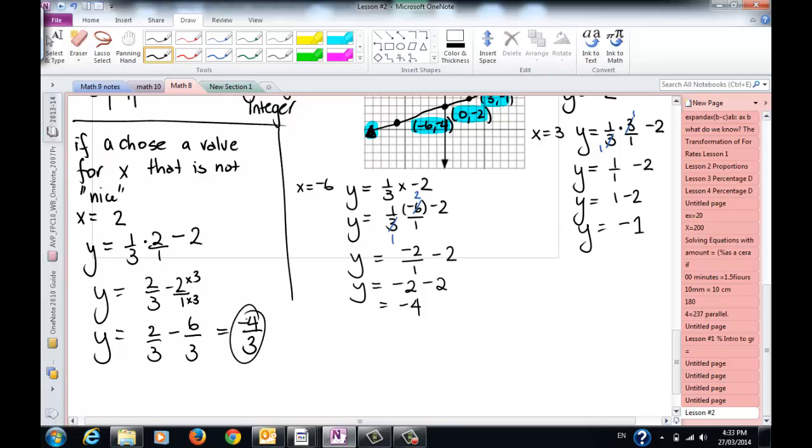This isn't very nice to graph. I mean, you can put it into a mixed number too. -1 and 1/3. It's the same thing as -1.3 repeating. It's not nice to graph. So try your best to find at least 2 to 3 points that are integers. So there's no decimals. So integer, no decimals, no fractions. Just a nice positive or negative number. All right, that's graphing linear equations day 1.